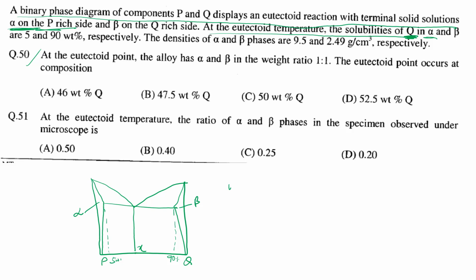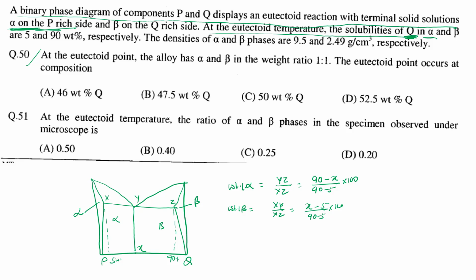Okay, so the weight percent of alpha, according to Lever's law, let these points be x, y, z. Here it is alpha and here it is beta, right? So it will be yz upon xz, that is (90 minus x) by (90 minus 5), into 100. Similarly, the weight percent of beta will be xy by xz, that is (x minus 5) divided by (90 minus 5), into 100.